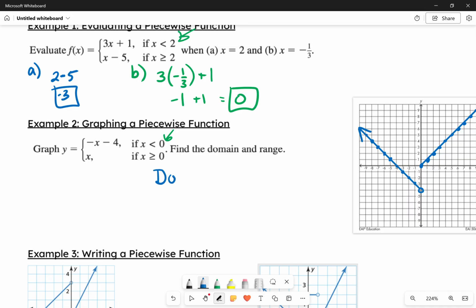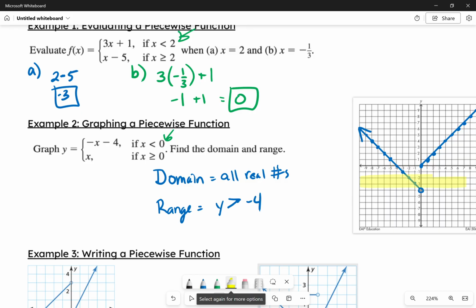Okay, so the domain, remember this is all of our x values, would be all real numbers. Now our range is just our y values, which in this case would be y greater than, not equal to, just greater than -4, right? Everything up above that would be our range. So everything up above here, all of this would be considered our range. But we stop right before we get to -4. So y is greater than -4.